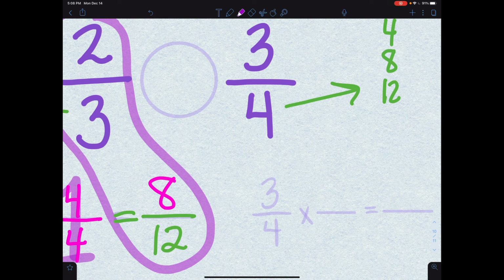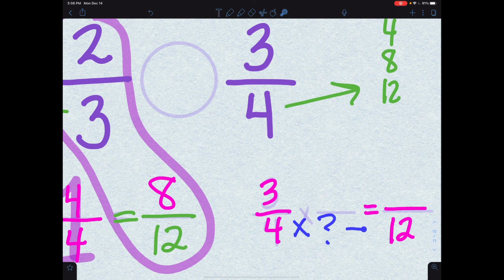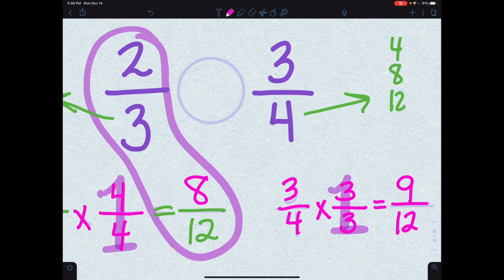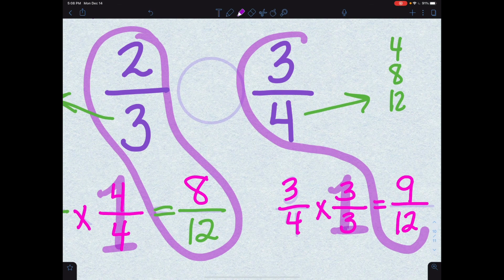We've got 3/4 and we want to change it to something over 12. Now on the bottom, what do I need to multiply by to make 12? And the answer is going to be 4 times 3 is 12. Of course, we do the same thing to the top. That way we're multiplying just by a big fat 1. On the bottom, we have 4 times 3 is 12. On the top, we have 3 times 3, which is 9. So that's going to be 9 over 12. And that's the same as this 3/4.